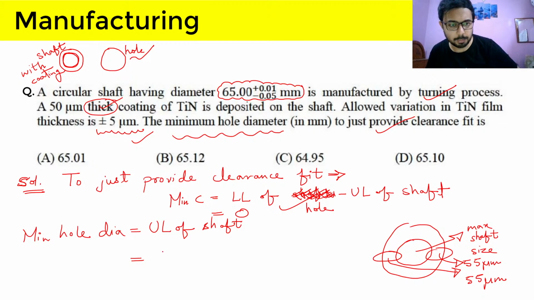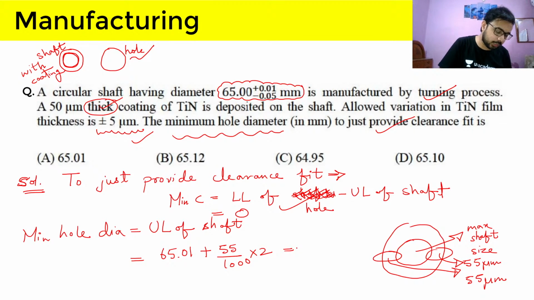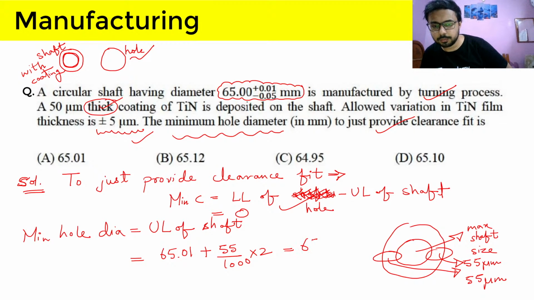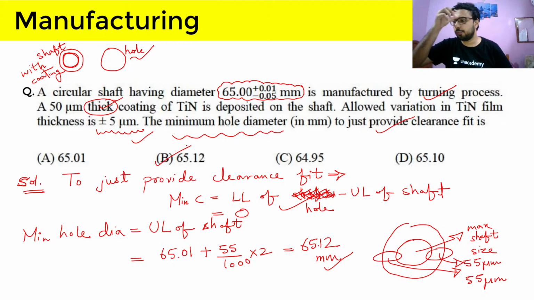So upper limit of shaft will simply come out to be 65.01, the maximum shaft size, plus the coating 55 divided by 1000 into 2. So our upper limit of shaft, which will be the minimum hole diameter, is coming out as 65.12 millimeters. So this is the minimum hole diameter which just provides the clearance fit, or we can say which is equal to the upper limit of shaft, so that when the fit is there, it will just provide the clearance fit. So this is the question.